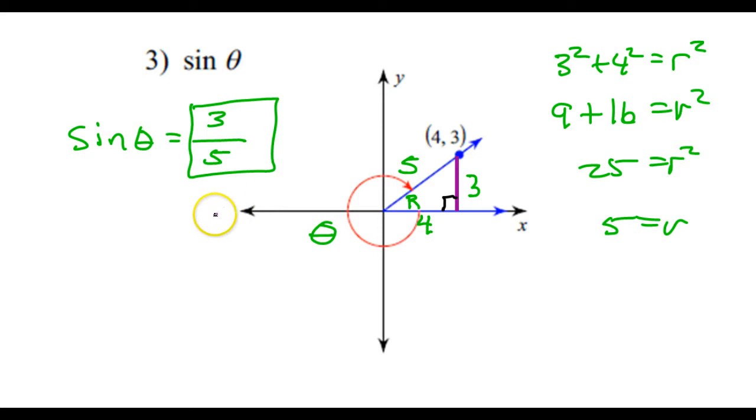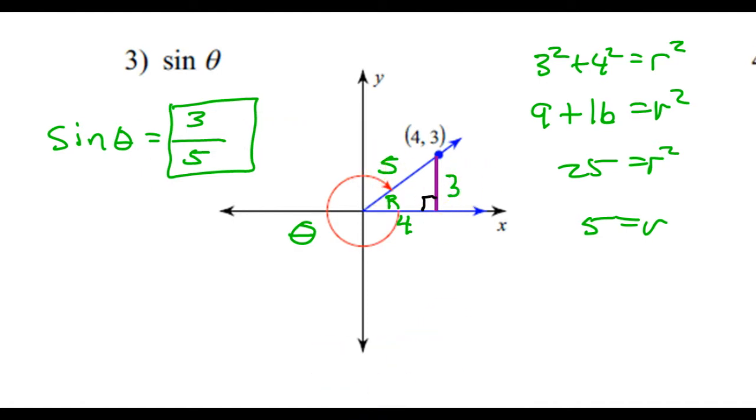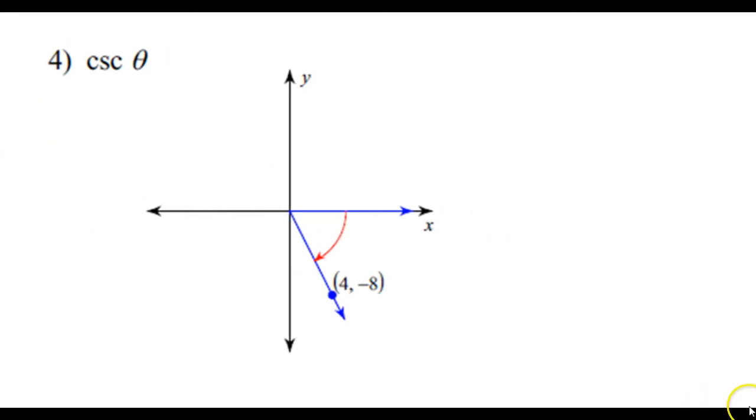Sometimes they ask us to find all 6 trig values. So we could go on from there and do cosine as adjacent over hypotenuse, or tangent would be 3 over 4, or I could do cosecant would be hypotenuse over opposite, because it's the reciprocal. But they only asked us for one. All right, let's move on to number 4.